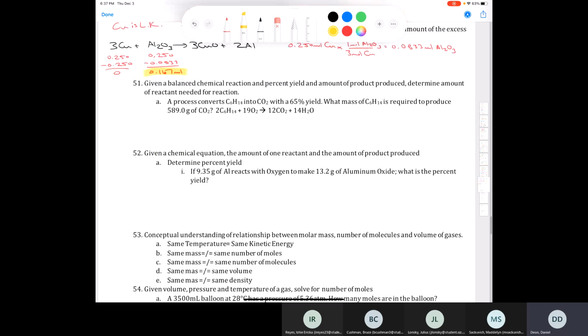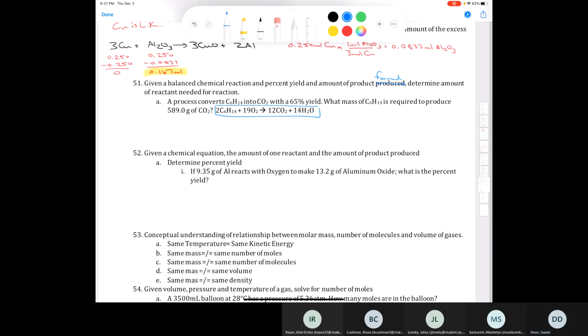Number 51, given a balanced equation, which we have right here, the combustion of a molecule called hexane, in percent yield, in amount of product formed, determine the amount of a reactant needed for the reaction. Okay, so what is the mass of hexane, C6H14, that's required to produce 589 grams of carbon dioxide? Well, keep in mind that this proceeds with a 65% yield.